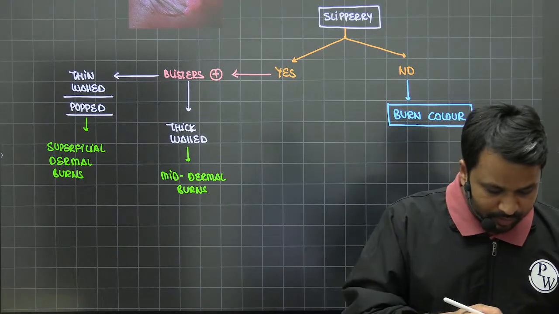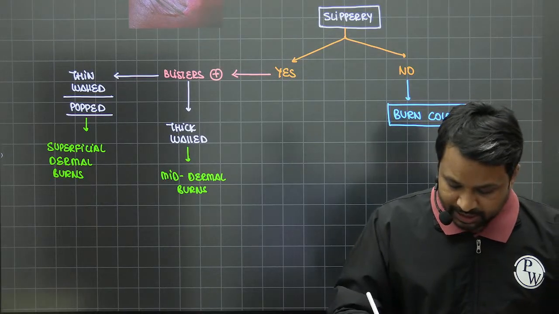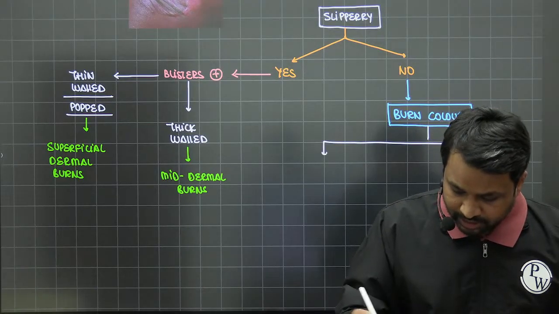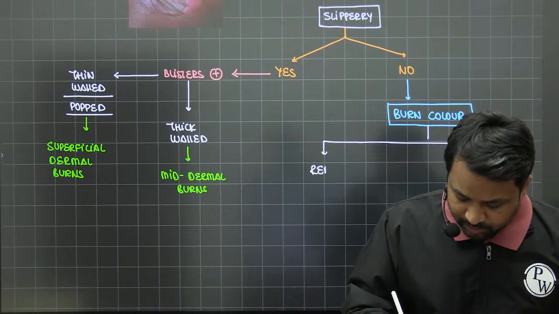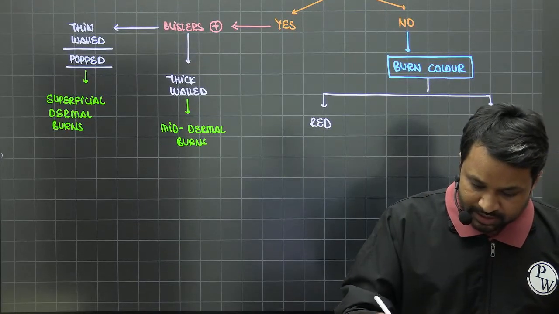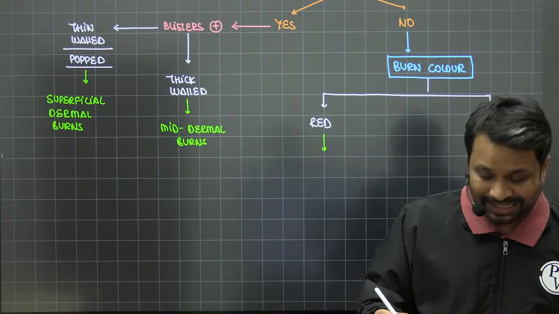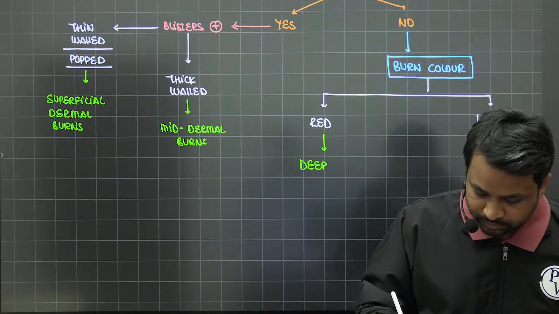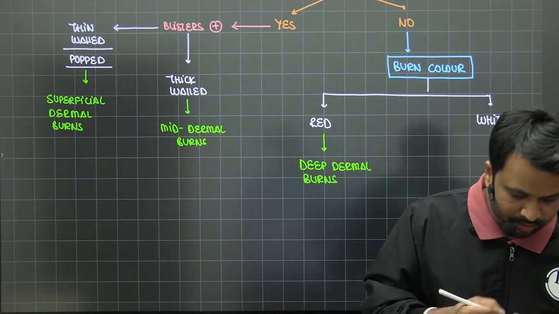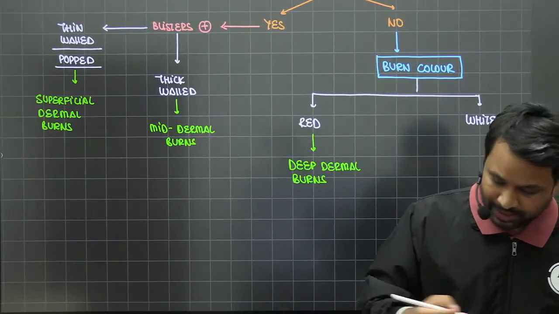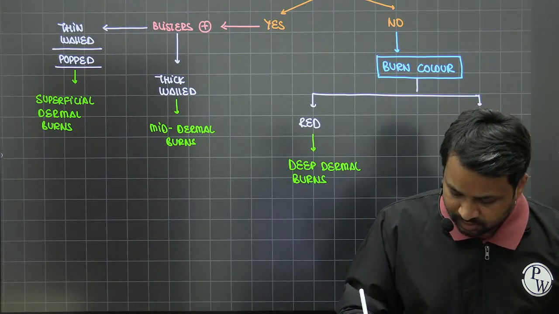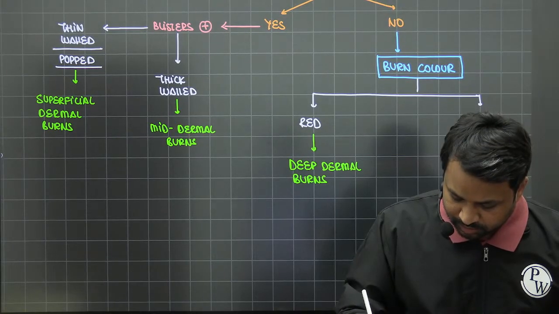On assessment of the burn color, you will say whether it is reddish or whitish in color. Whether it is red, that is erythema, or whether it is in shades of white. If the color is red, then it is going to be a deep dermal burn. Now, if the burn color is white, then it is a full thickness burn.